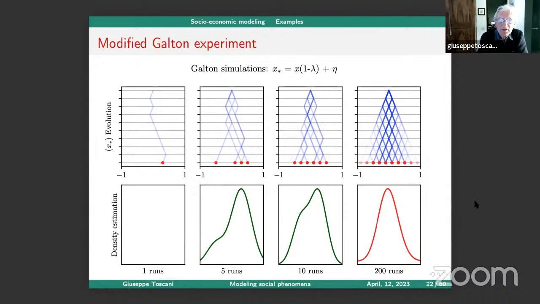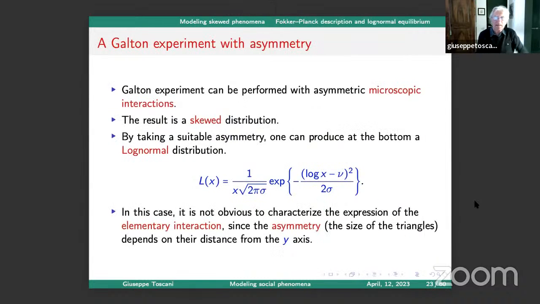Nice. So this is the old experiment, but the subsequent step is to do a similar experiment, not with a symmetric interaction, but with an asymmetric microscopic interaction. And the result is that you obtain a skewed distribution. And if you use the good elementary interaction, then you obtain in the bottom a log normal distribution. Why do I insist on the log normal distribution?